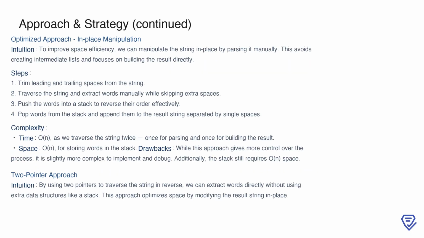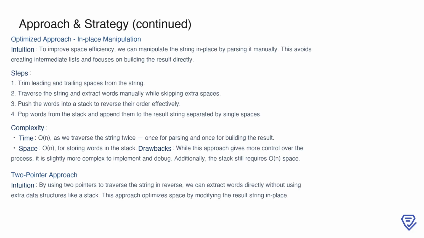To address the space inefficiency of the brute force approach, we can opt for an optimized strategy that focuses on in-place manipulation. The core idea here is to avoid creating intermediate lists by manually parsing the string. First, we trim any leading and trailing spaces from the string to clean it up. Then, we traverse the string character by character, extracting words while skipping any extra spaces between them. As we identify each word, we push it onto a stack to effectively reverse their order. Finally, we pop the words off the stack and construct the result string by appending them with a single space in between.